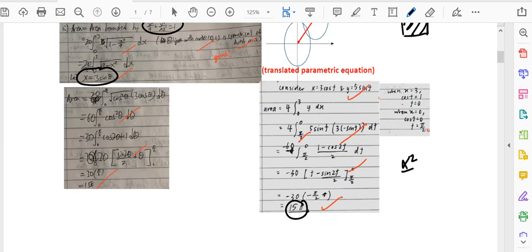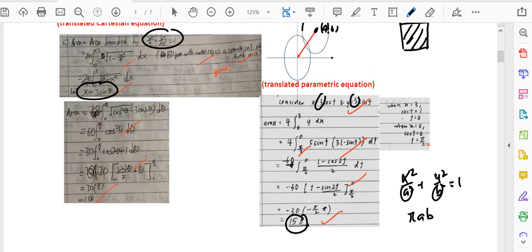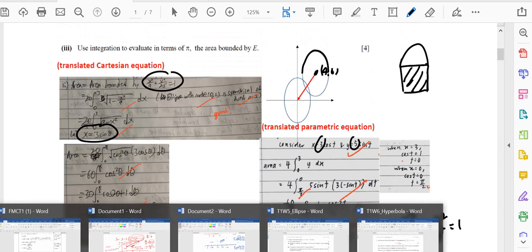And I think some of the students remembered that during the tutorial we established the result that the area bounded by the ellipse is given by pi AB, depending on the values of A and B. So if you check this out, this is 3 times 5 times pi. Okay, so that's the first question.